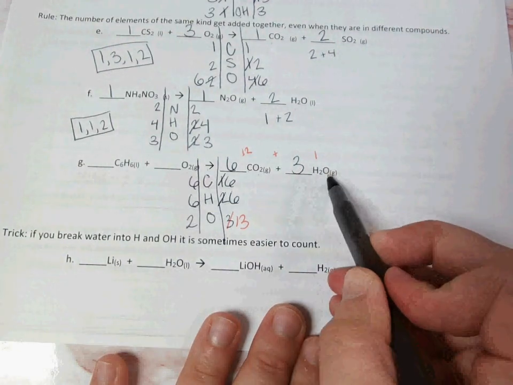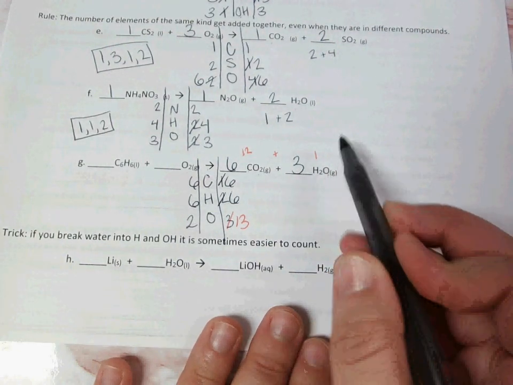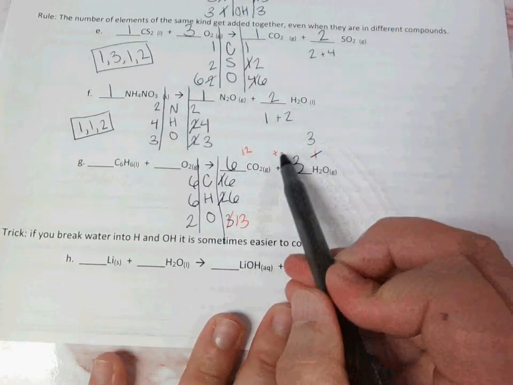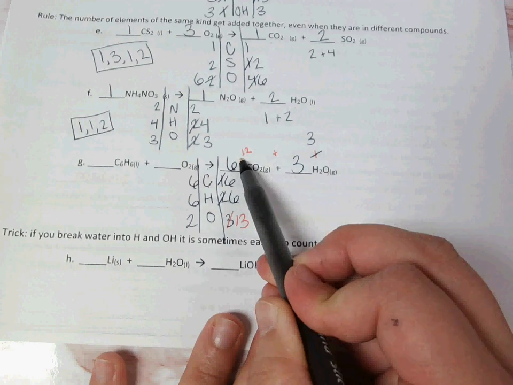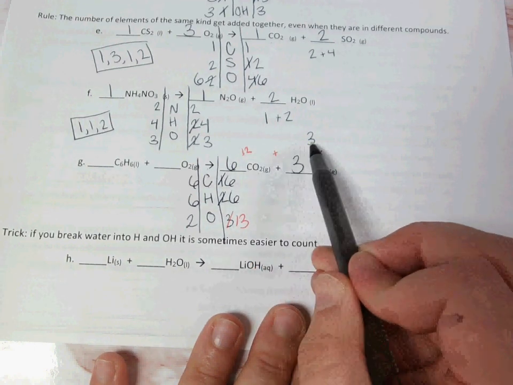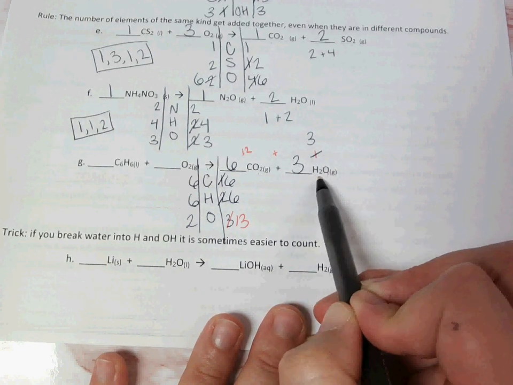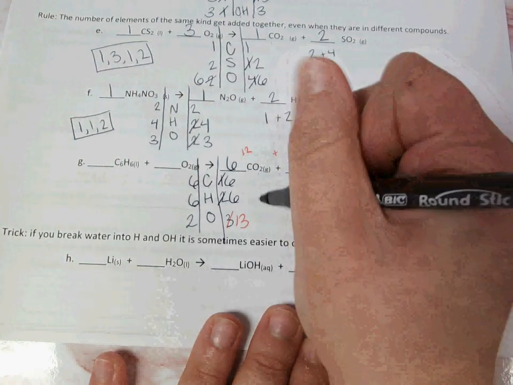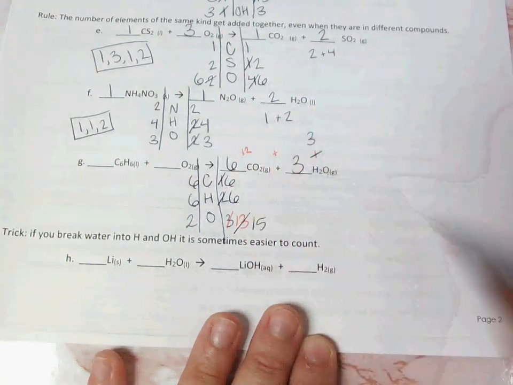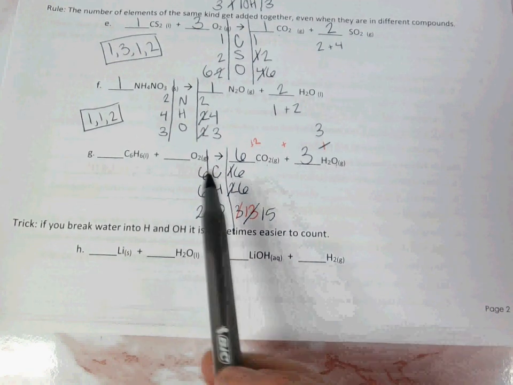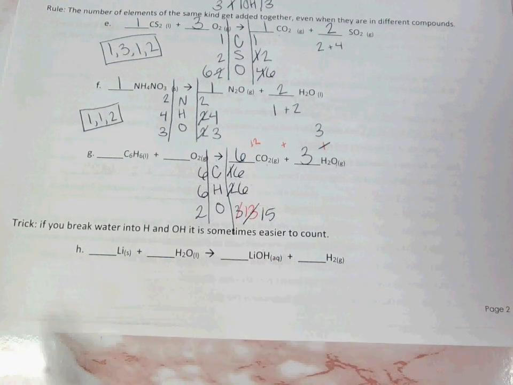And then 3 times the 1 oxygen from water changes this number to 3, so I'm going to make that a 3 now. But I still need to add that 3 to the original 12 that I had from the 6 CO2. So 12 oxygens plus my 3 oxygens now from 3 H2Os. So 12 plus 3 is 15. So now I have 15 oxygen atoms on my product side. My carbons are balanced, my hydrogens are balanced, and my oxygens are not balanced.